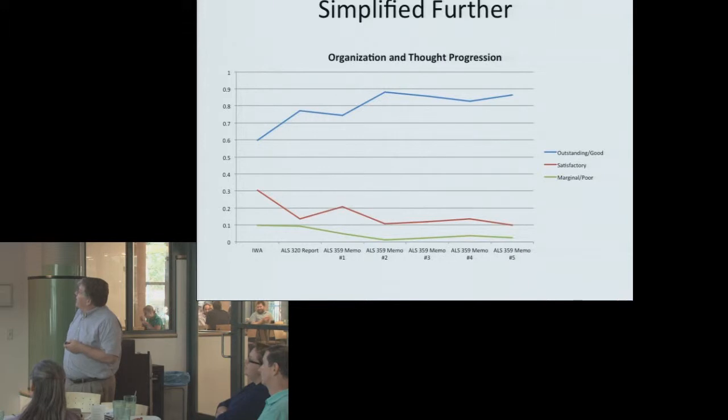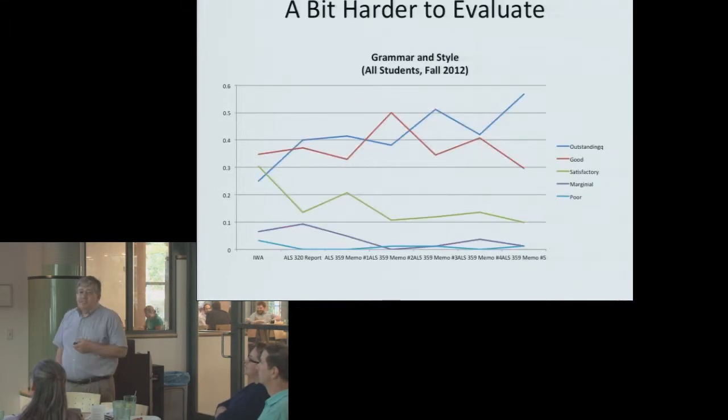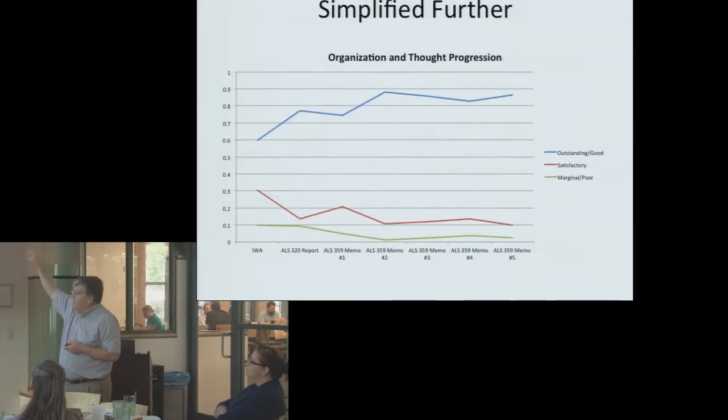So that's that. Simplified further, then I started thinking, there are just too many lines here, so let's have fewer lines. So this one right here consolidates outstanding and good, and marginal and poor. So you just have three. You have people that are B's and A's, you have the C range, and you have the failing range, basically, as three different ranges. And again, I didn't put N up here because I should have, but this is about 100 students doing these things.